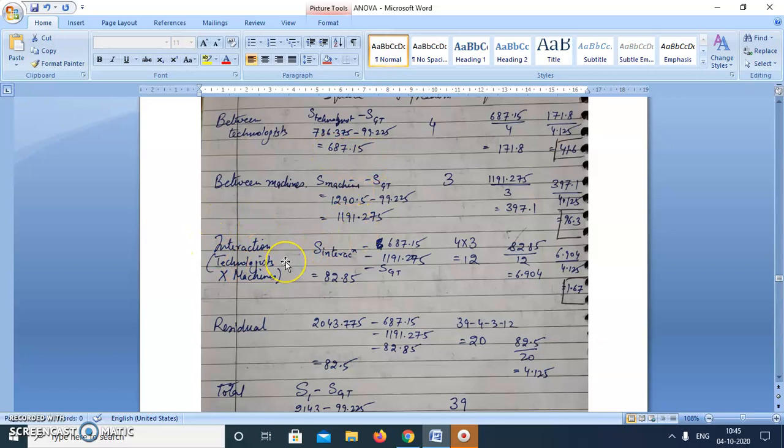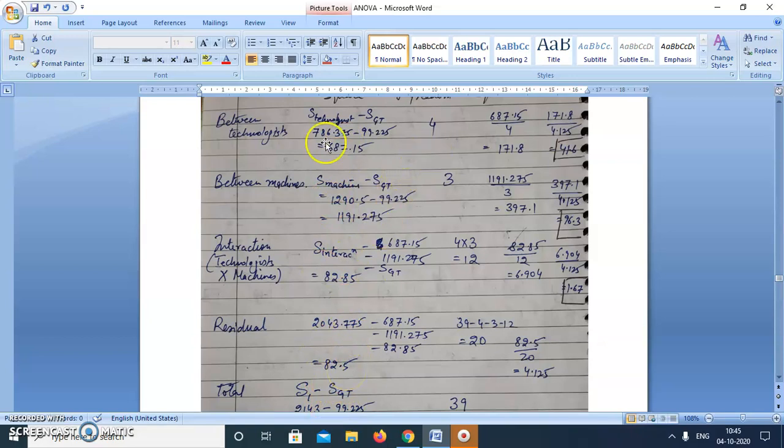Now how do we calculate interaction? For the sum of squares for interaction, what we need to do is S interaction minus S grand total minus these two readings of effect, the sum of squares reading for technologists and the sum of squares reading for machines. These readings you have to subtract from S interaction. You will get this 82.85. And now for calculating residual, we need to subtract these 3 readings above from the total. So we'll get this residual error.